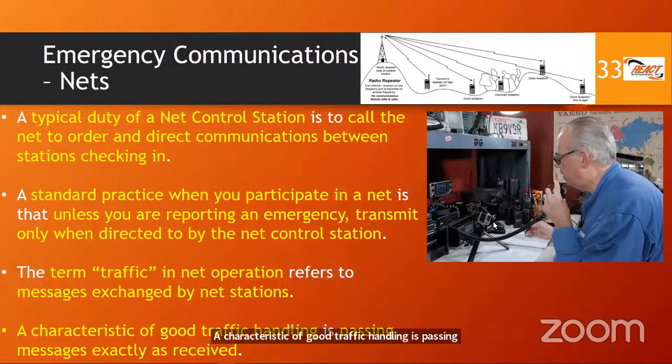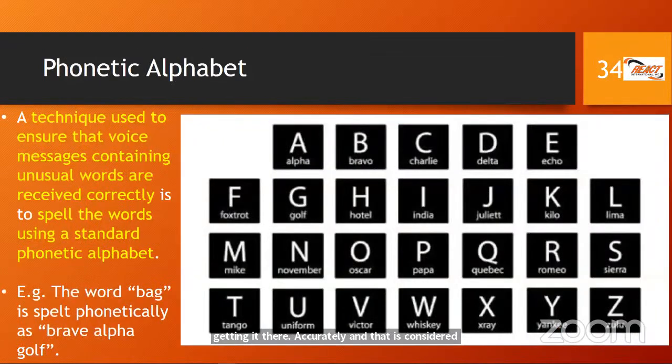Maybe this net is an emergency net. Maybe a tropical system has affected an island, and we're doing health and welfare traffic. Maybe people are injured and we need to get assistance to them, or maybe some resources are required, medical attention, or something like food or water supplies. We need to make sure that message is accurate, and that's where amateur radio shines: getting that message there, getting it there accurately, and that is considered good traffic handling. Sometimes, to ensure that the message is accurately represented, how do we ensure that? On the air, you can have challenging band conditions. It might be a little bit noisy.